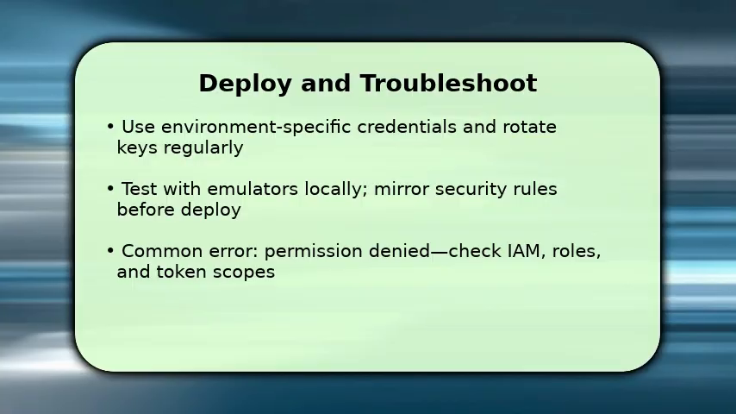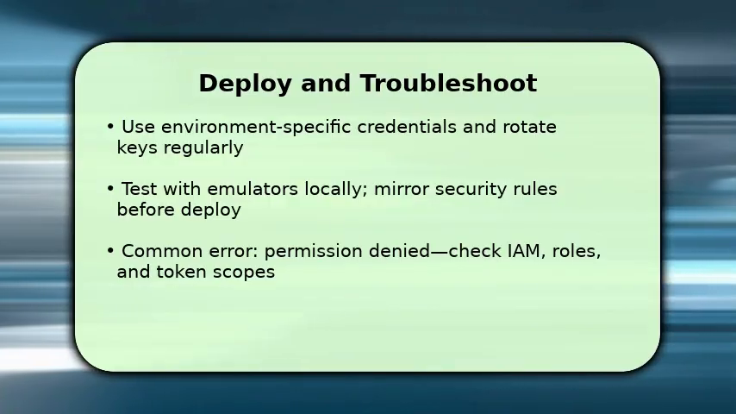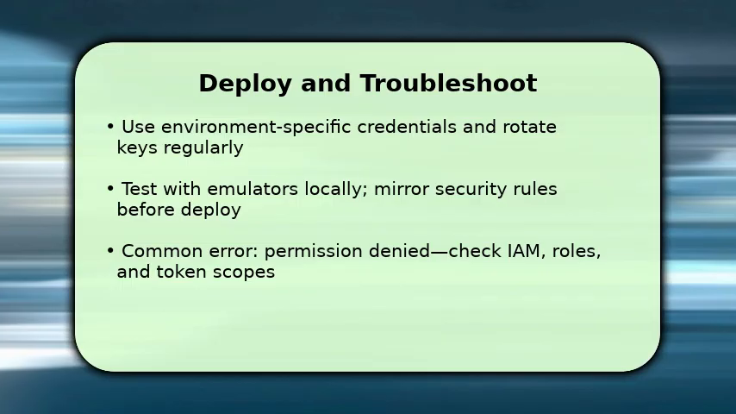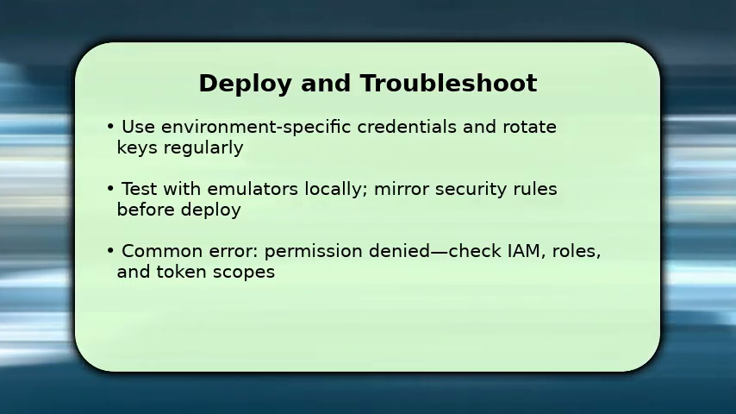When deploying cloud functions or server code, inject credentials via environment variables or secret managers and rotate keys routinely. If something fails, inspect error messages and log payloads. Permission denied usually means IAM roles or token scopes are wrong, while quota errors require backend retries or rate limiting.